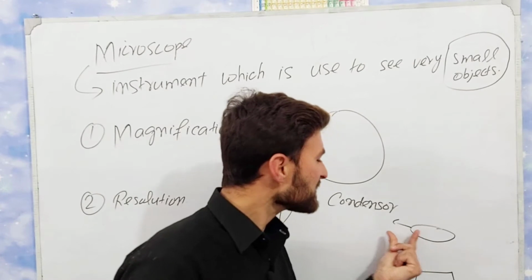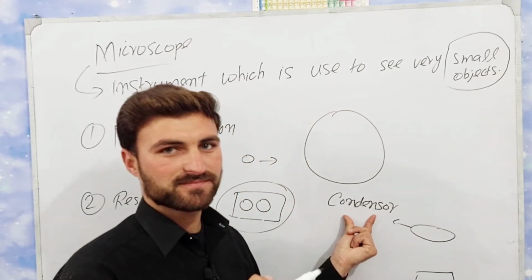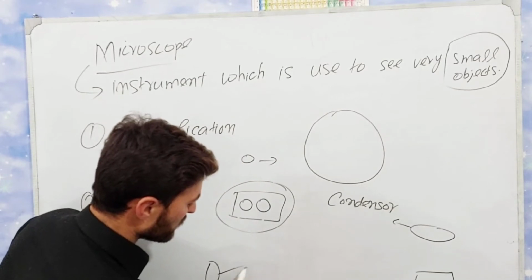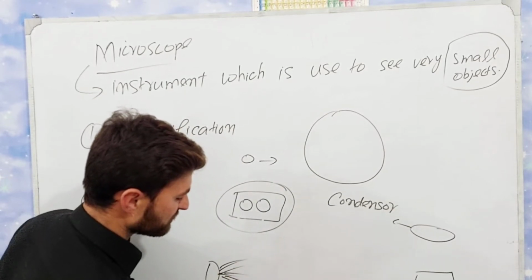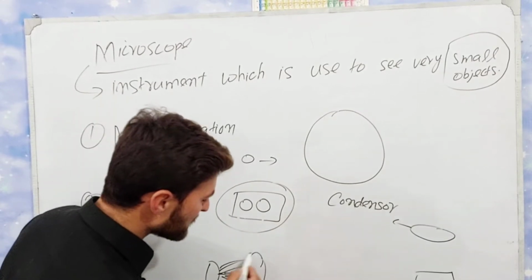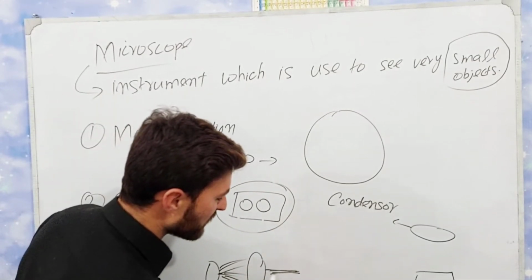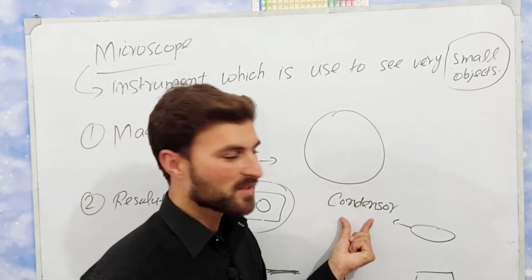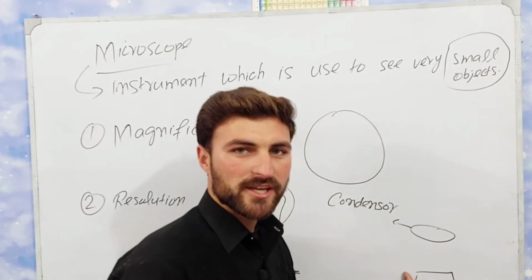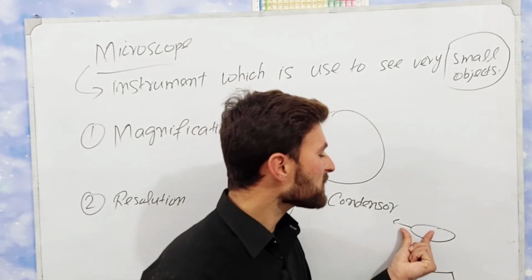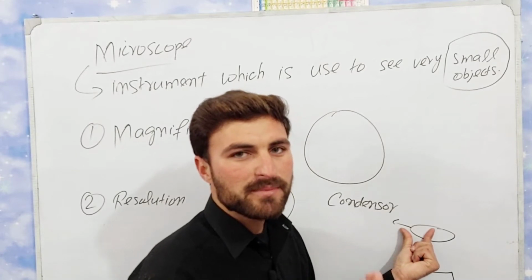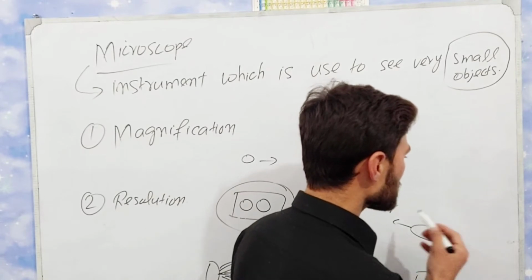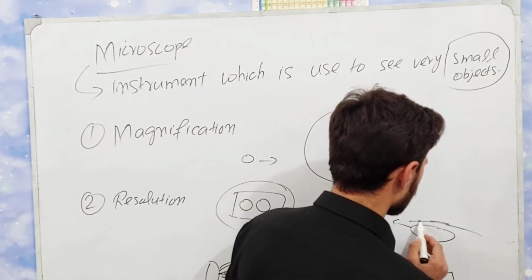So this condenser is condensing the light. Let's suppose this is a source, so light will go like this. After passing through this condenser, it will be in a condensed form. So this is the function of the condenser. When the light comes from the illuminator to the condenser, after passing the condenser, the light will be in a condensed form, and after it passes from the condenser, here is the stage.